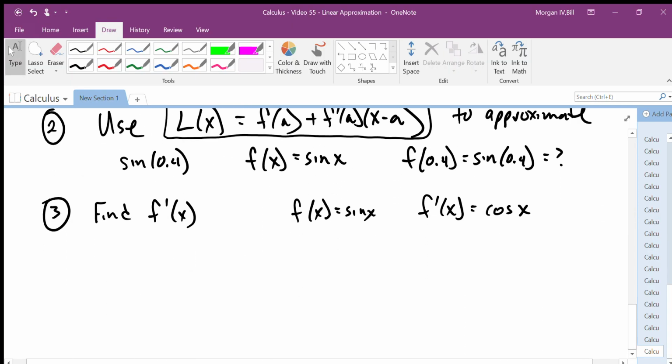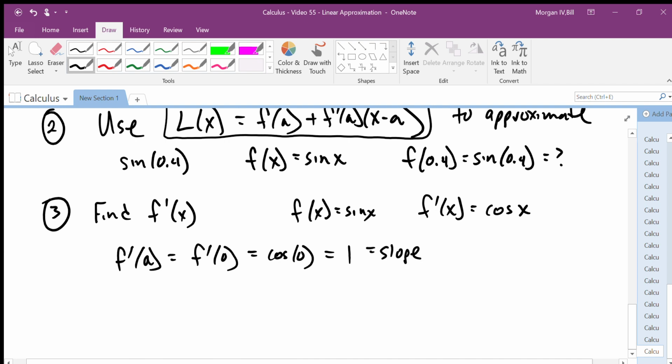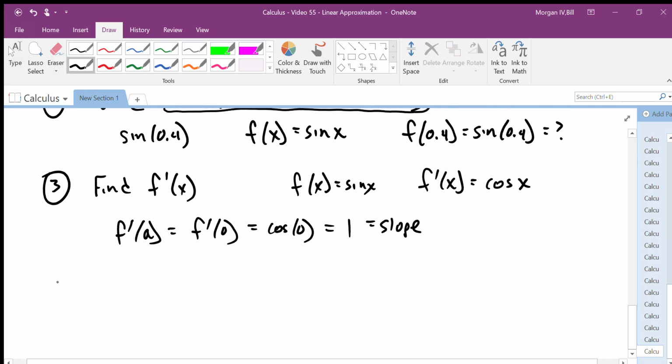All right, so f prime of x is cosine of x. F prime of a, that is f prime of 0, is the cosine of 0, which we know is 1. So what we're saying here is the slope is 1. This is our slope. Let's go ahead and find our line.